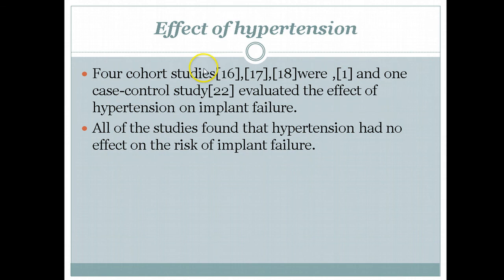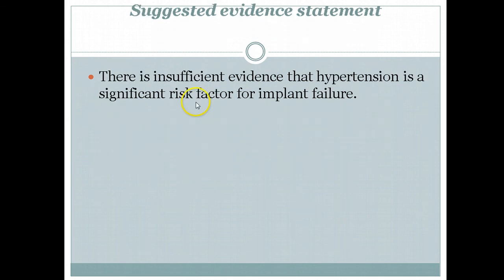Next topic is hypertension. There were 4 cohort studies and 1 case control study that evaluated the effect of hypertension on implant failure. All of the studies found that hypertension had no effect on the risk of implant failure. So again, there is insufficient evidence that hypertension is a significant risk factor for implant failure.